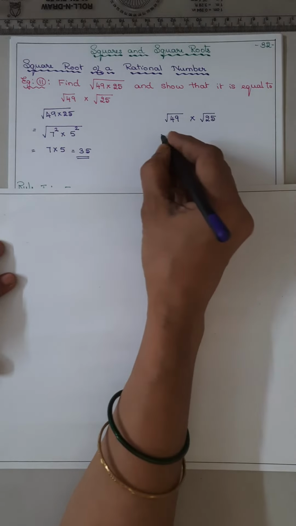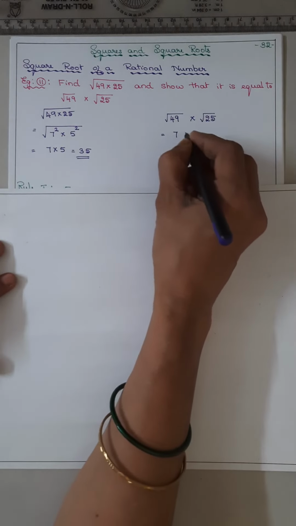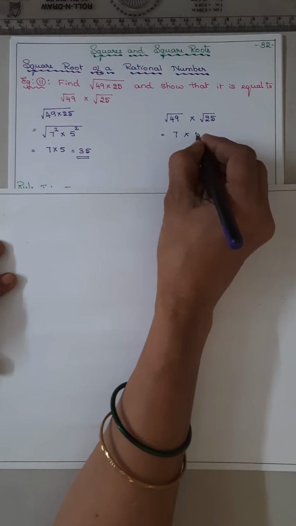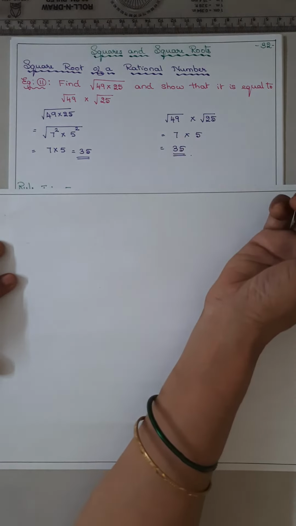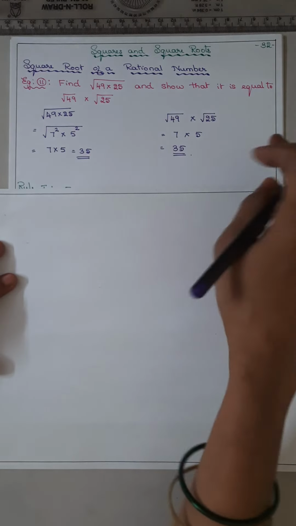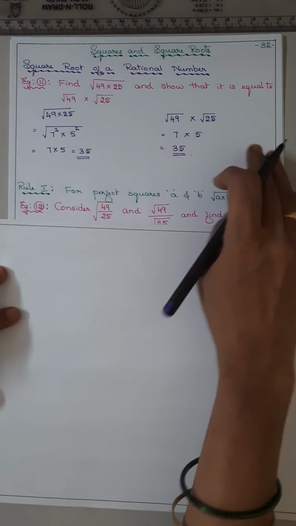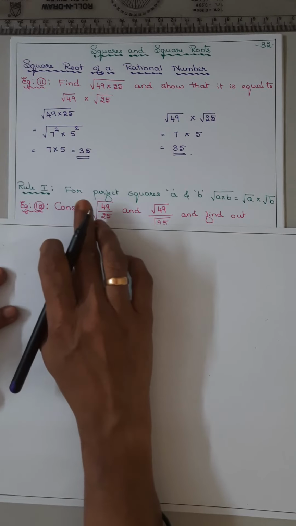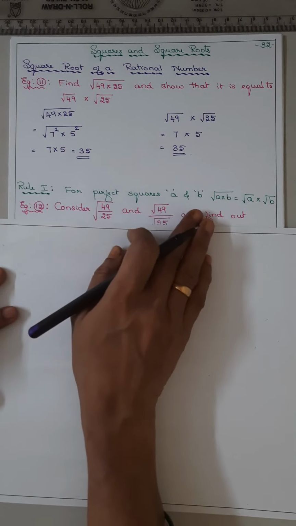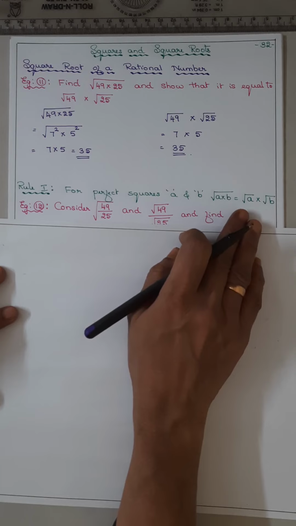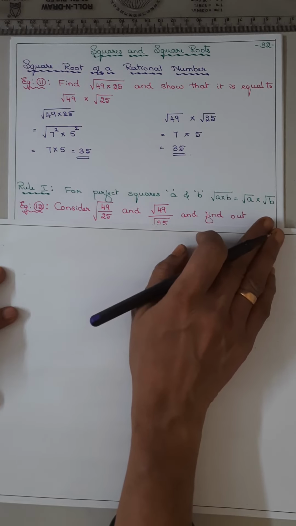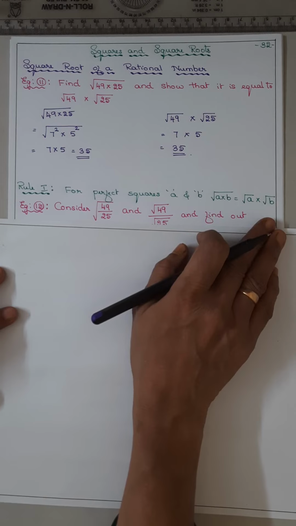Now here square root of 49 is 7 and square root of 25 is 5. Again you got it to be 35. So either way the answer is the same. That means the rule number 1 is for perfect squares A and B. They should be perfect squares. The square root of A into B is equal to square root of A into square root of B. Is it clear? That was the first rule.